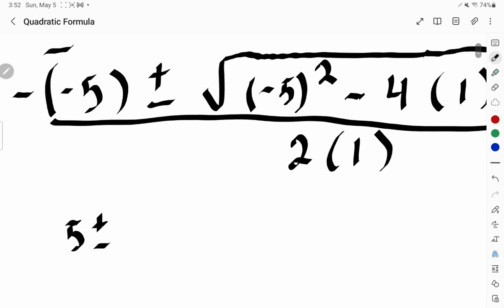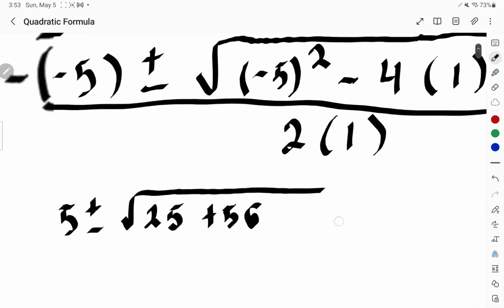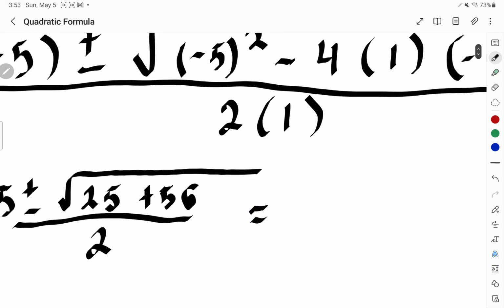Now negative 5 times negative 5 is going to be 25. And here is where you might need a calculator. So what is negative 4 times 1 times negative 14? You always multiply those three numbers together. So it's negative 4 times negative 14. Two negatives make a positive, so that's plus 56 over 2. Now we have to simplify inside the square root. So 25 plus 56 is 81. So I'm going to have 5 plus and minus the square root of 81 over 2.